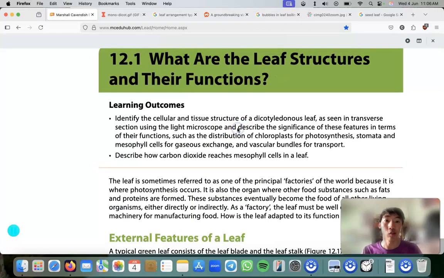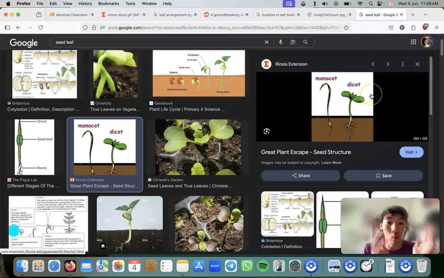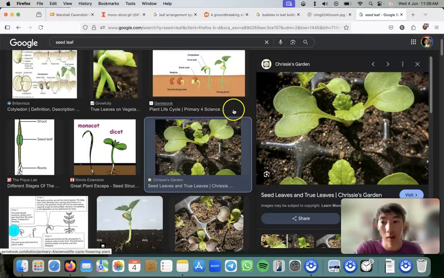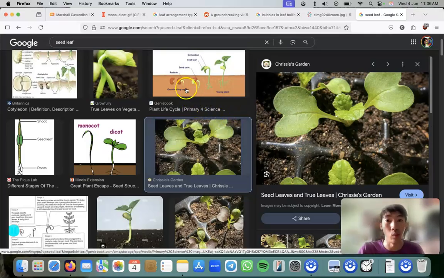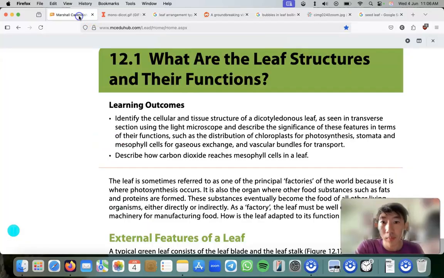So let's talk about the leaf structures and their functions. In this lesson, we need to talk about a dicotyledonous leaf. But what's a dicotyledonous leaf? It's a leaf that has two seed leaves, right? So the kind of leaves that you're more used to, it looks like this. This is in contrast to some other plants like grass, where there's only one seed leaf.